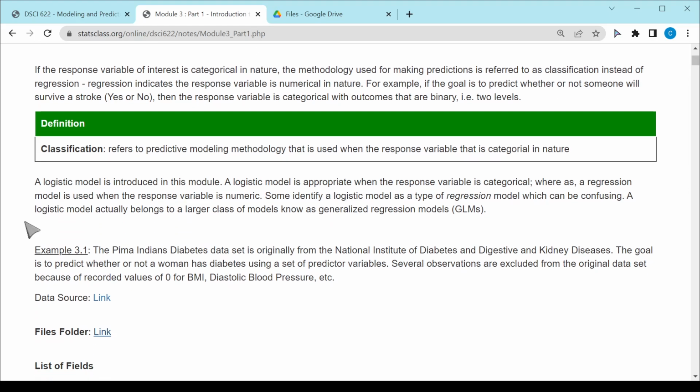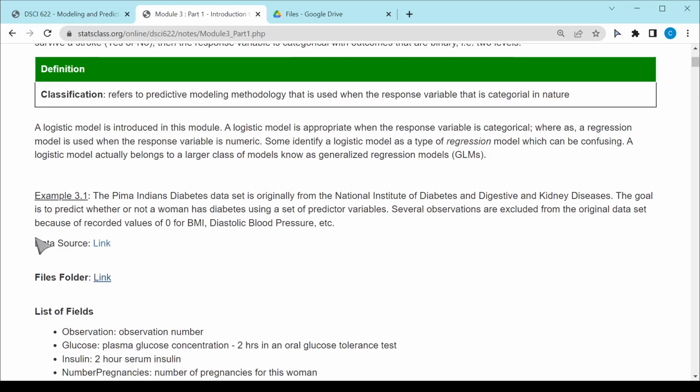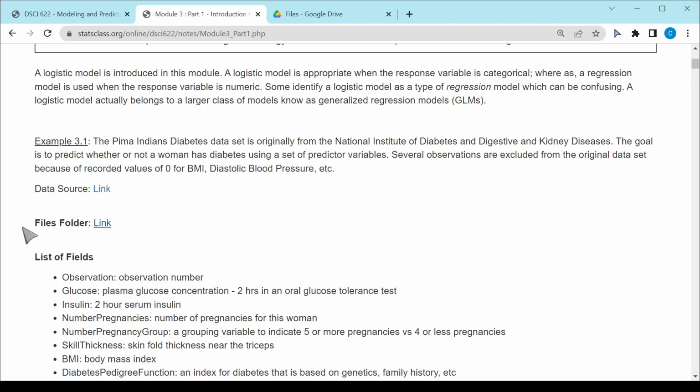One of the simplest models that we can use for a classification problem is a logistic model. So we will talk about that here in this module.